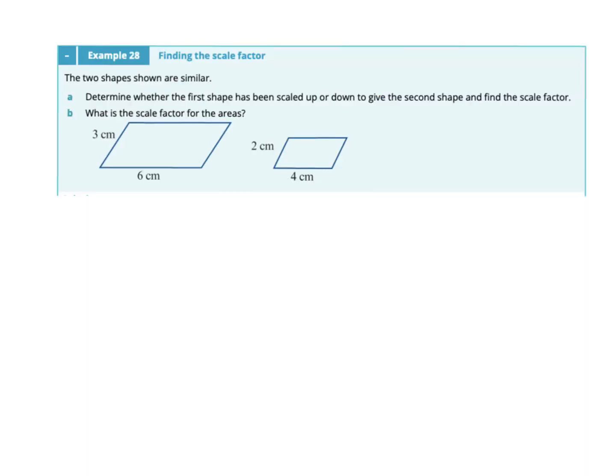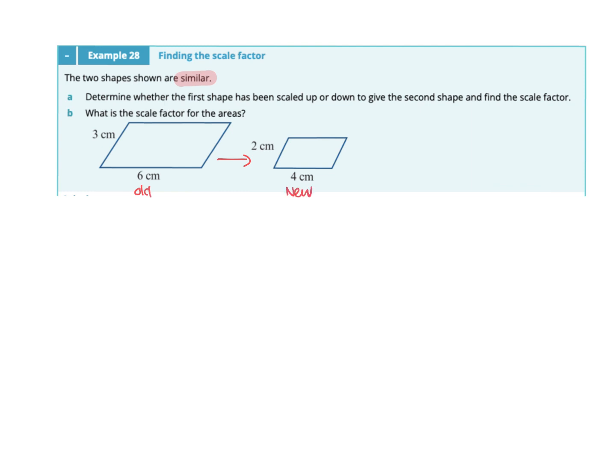Okay, so we've got two shapes shown as similar. They've told me they're similar, so I don't have to prove it. It says, determine whether the shape has been scaled up or down and give the second shape, and find the scale factor. So what they're saying is they're going from this way to this way. So we just call that the old and that the new.